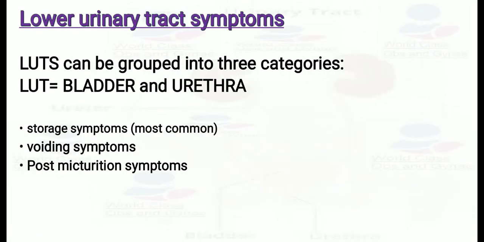Okay, so let us start from the very beginning. Whenever we study urogynecology, it is very important to start from the symptoms. Lower urinary tract symptoms can be grouped into three categories: bladder and urethra. We have different symptoms related to storage, voiding, and post-micturition symptoms. The storage symptoms are most common. Then we have voiding symptoms. Then we have post-micturition symptoms.